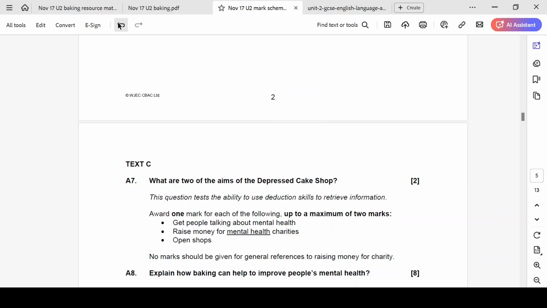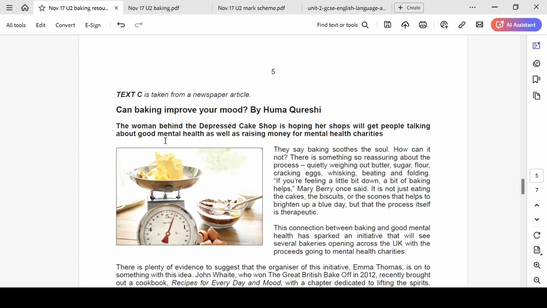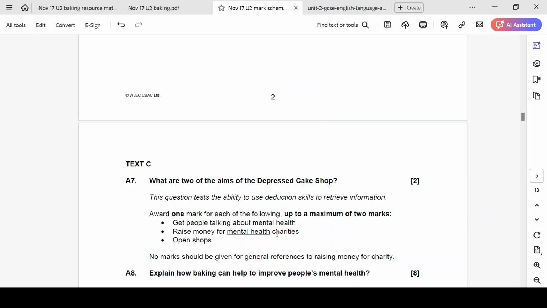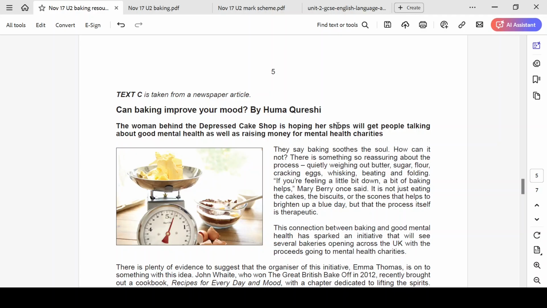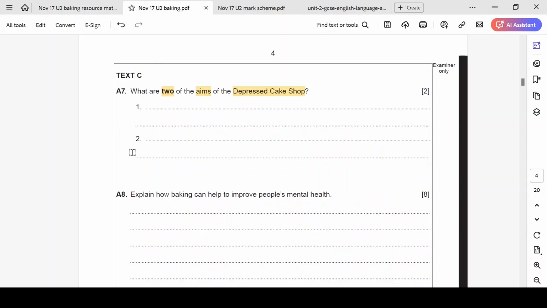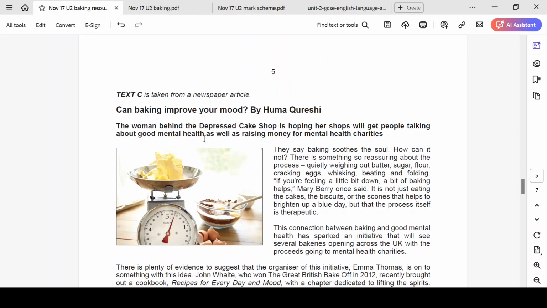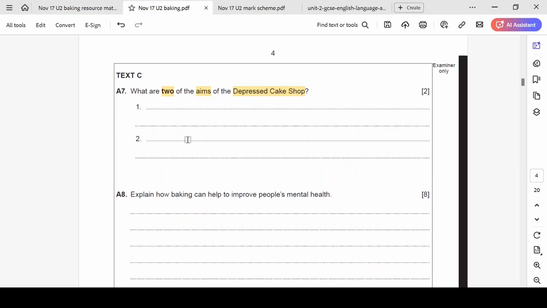So get people talking about mental health. There we are, they've got good mental health here, that's close but not exactly the same. And raise money for mental health charities. Notice they've underlined mental health. That means that if you don't have mental health in your answer, they won't accept just raise money for charities. It's got to be mental health charities. So all I would do is I'd write here, get people talking about mental health, or to get people talking about mental health. And then the second one, I'd write raising money for mental health charities. I won't type those in because it'll take me too long, but you get the gist.